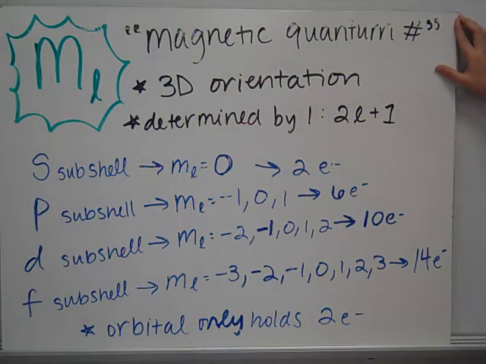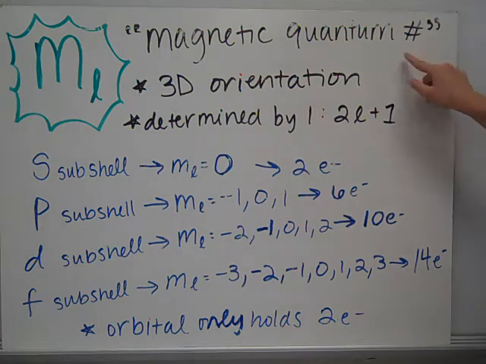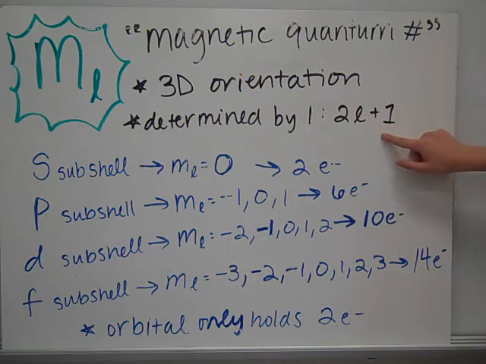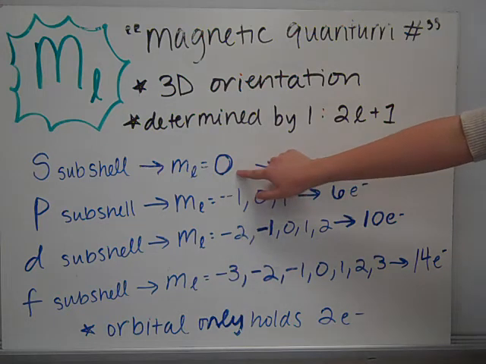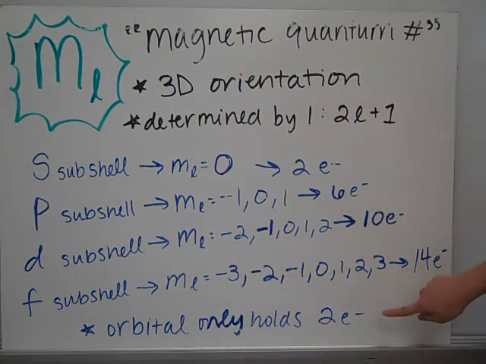The third quantum number is m sub L, which is the magnetic quantum number. It represents the 3D orientation. It's also determined by L, given by the formula 2L plus 1. So for example, the S subshell has a magnetic quantum number value of 0, which means it can only hold 2 electrons because each orbital can only hold 2 electrons.